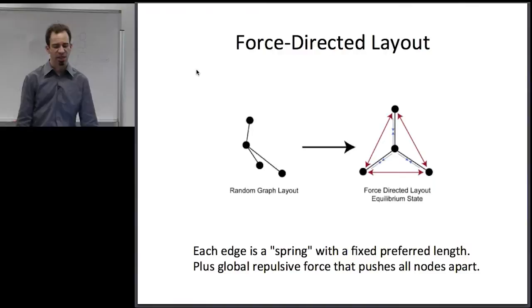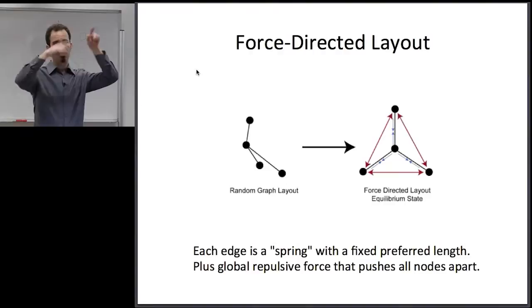And the classic layout algorithm is we start with all of the dots in some random position, like literally random. We take a square on the screen and we put each one in randomly and we draw the edges between them. And then we try to sort them out.